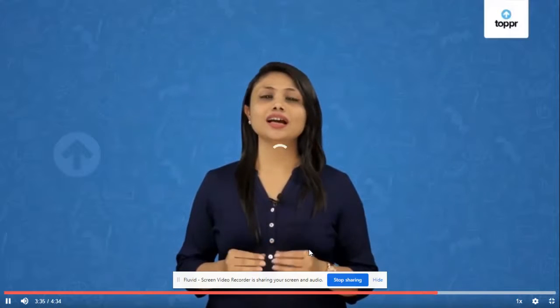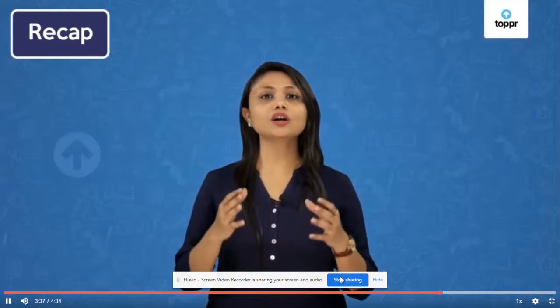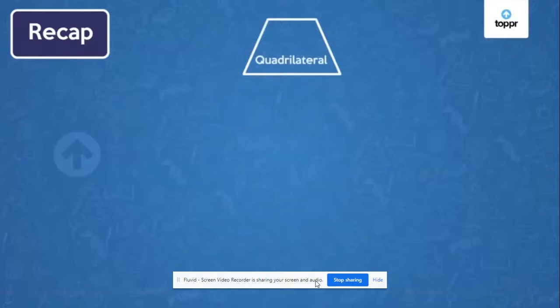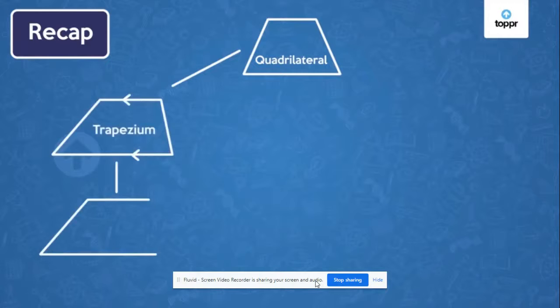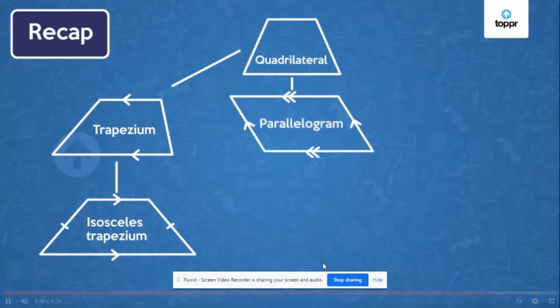Well, we have seen so many types of quadrilaterals. Let us quickly summarize what we have learnt in this video using a quadrilateral family tree. A quadrilateral has 4 sides. A quadrilateral in which one pair of opposite sides is parallel is called a trapezium. A trapezium in which non-parallel sides are equal is called an isosceles trapezium. A quadrilateral in which both pairs of opposite sides are parallel and equal is called a parallelogram.